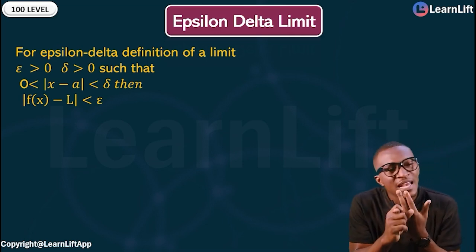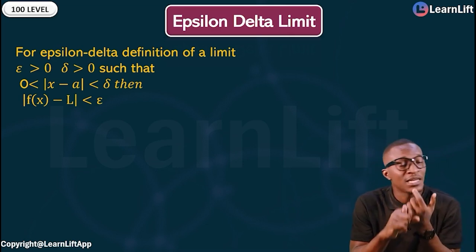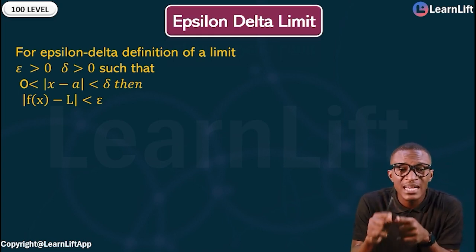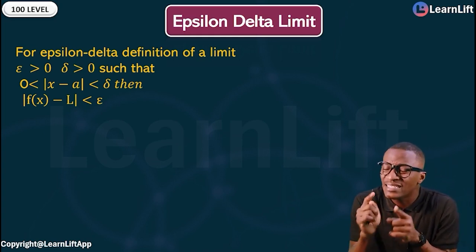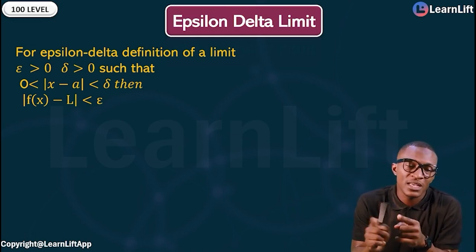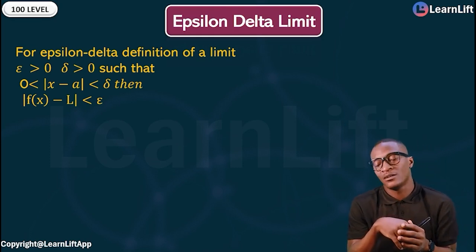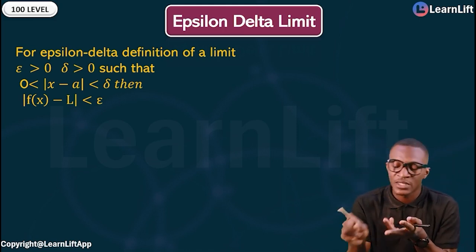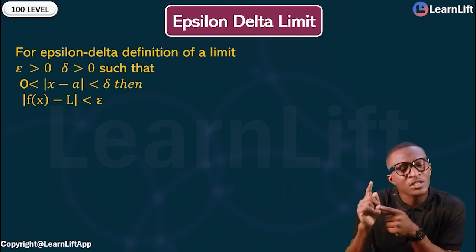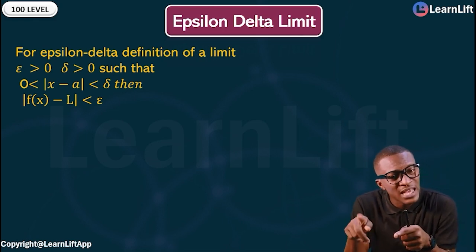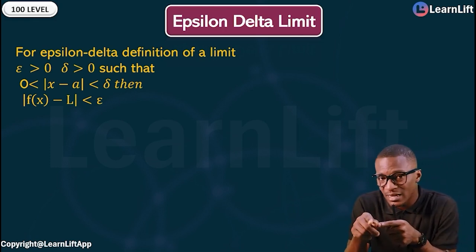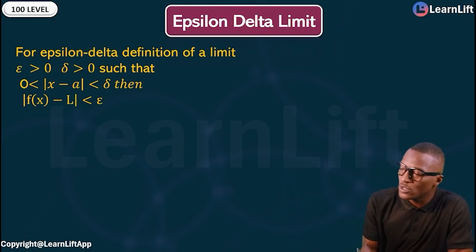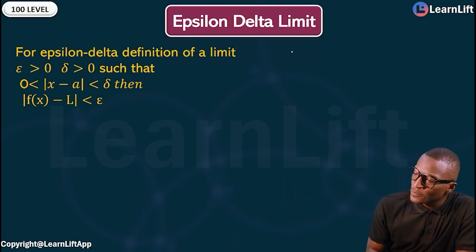Now I know you'll be saying this definition is hard. Look at it. Epsilon greater than 0, delta greater than 0, such that 0 is less than absolute x minus a, less than delta. Then absolute f of x minus L is less than epsilon. I know you see how I cram this thing, very simple. You must learn how to quote it off head, because that's what we're going to use to solve.